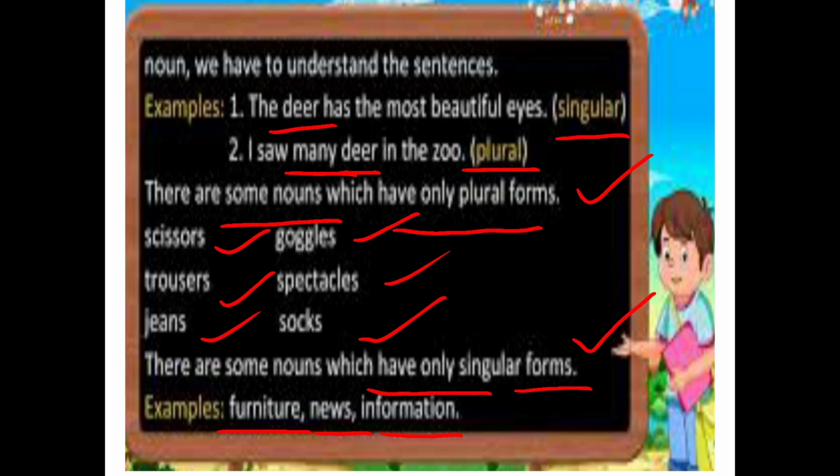Dear students, today we have discussed lesson number 6 from your English grammar book Mastering Grammar under the title Nouns Number. I hope this topic is clear to everyone.